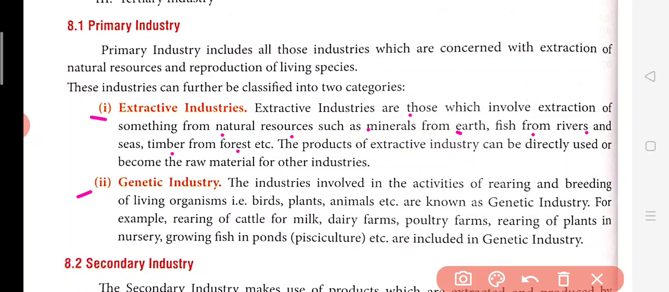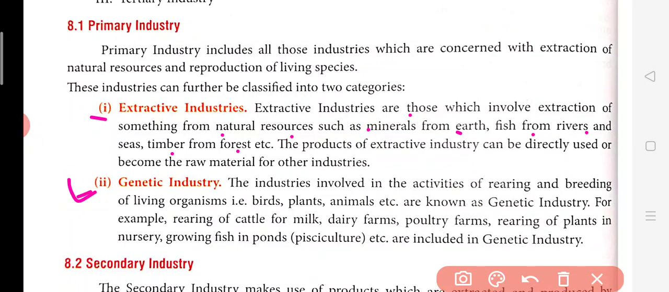For example, if you are making sugar, the raw material will be sugar cane. Just like for making yarns or threads, cotton will be used. Cotton is a raw material for the same purpose, and these are extracted from nature.